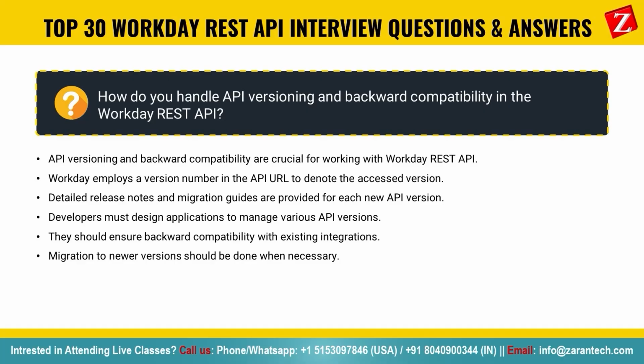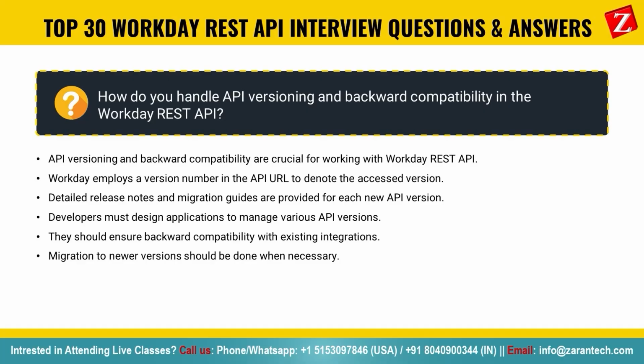For example, let's say we're accessing the employees endpoint of the Workday API. The URL might look something like this: https://api.workday.com/v2/employees. Here, v2 denotes the version of the API being accessed. Now, when a new version of the API is released, Workday provides detailed release notes and migration guides. These resources help developers understand any changes or updates introduced in the new version.